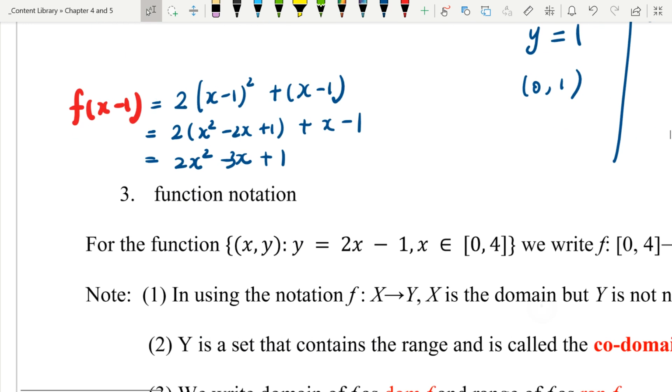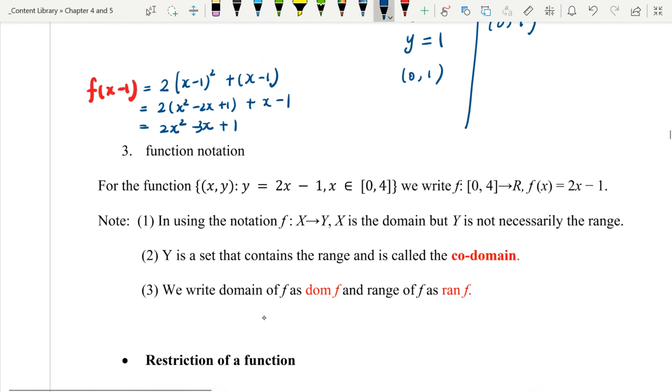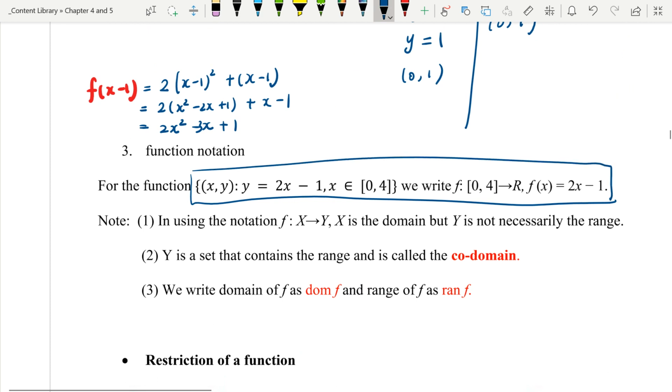All right, the next thing is to talk about function. Oh, that's the example. This is the set notation and how we can convert the set notation into a function notation. For example here, f such that domain is 0 to 4, mapping to R, f(x) equals 2x minus 1. So that's a function notation.